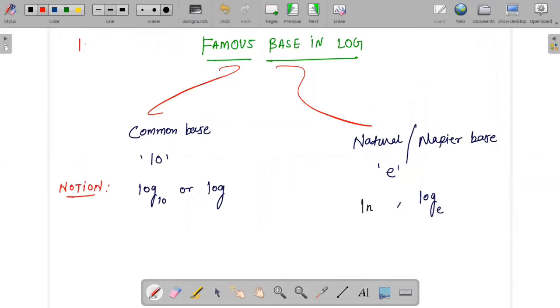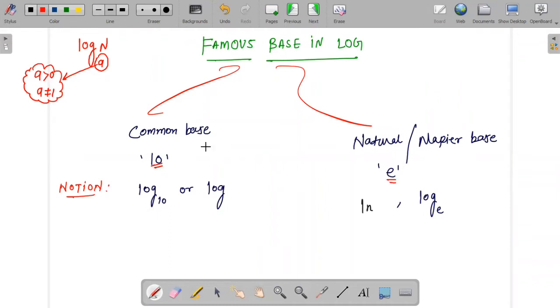So far we have studied the basic structure as well as the property of log, and we know how to define log n to the base a. And if I comment about its base, then we can have any base which is greater than 0, but it should not equal 1. There are two famous bases which we frequently use in logarithm. One is 10, and another one is e.